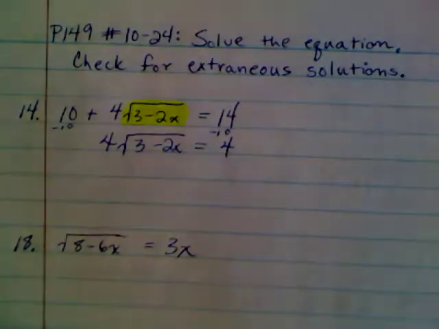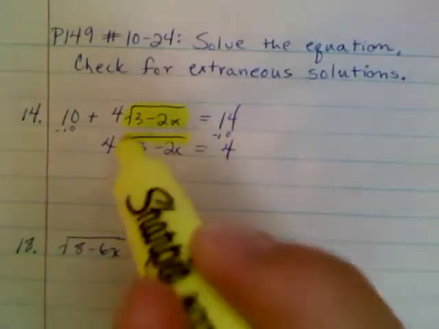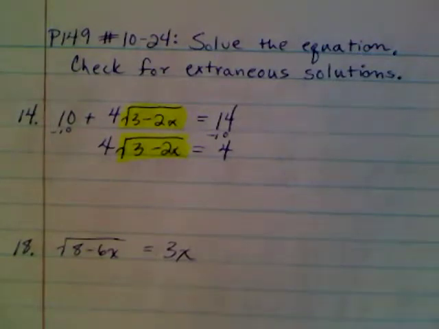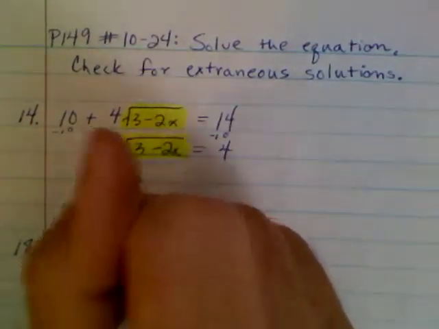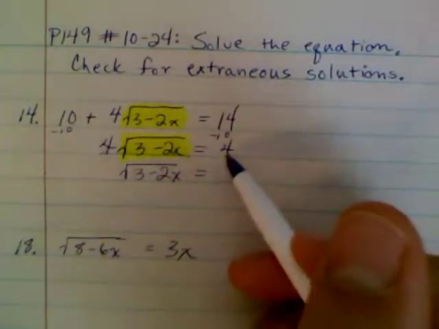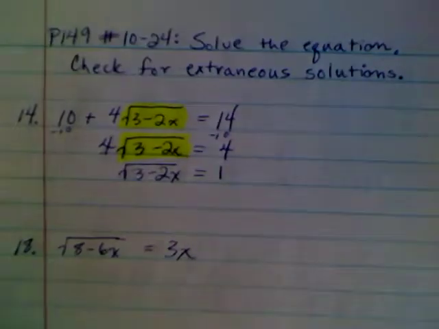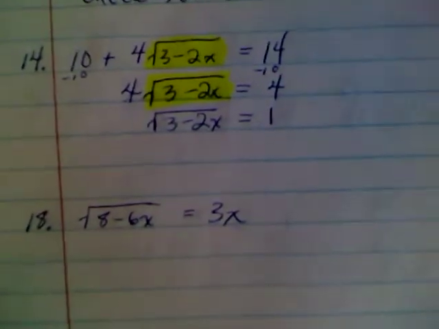I still have not isolated this square root sign. It's not all by itself yet, so let's get it all by itself. Now, what do you suggest we do? You probably say divide by 4. If I were to divide this left side by 4, that cancels. And if I were to divide the right side by 4, 4 over 4 is 1. So now we have isolated it just like I asked you to do at the very beginning.